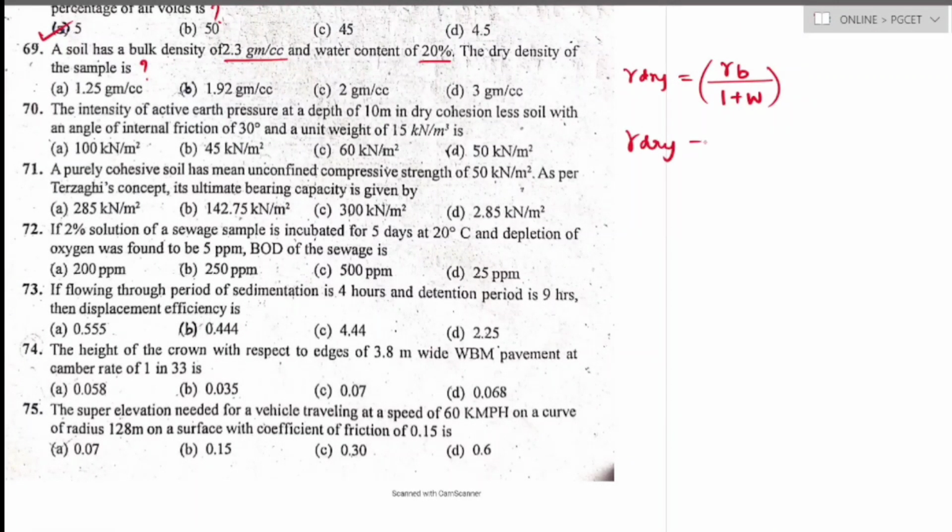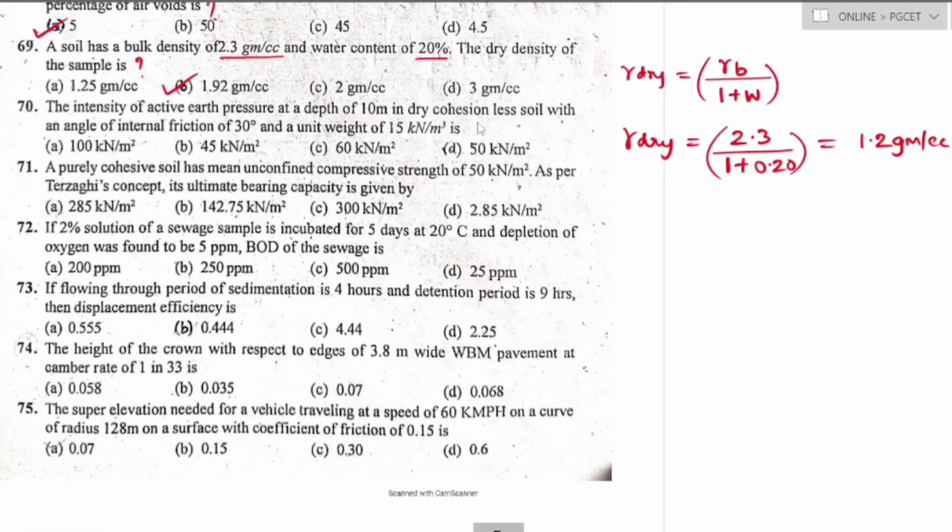Dry density is equal to bulk density 2.33 divided by 1 plus water content, which is 20%, that is 0.2. So dry density will be 1.2 gram per cc. Option B will be the right answer.